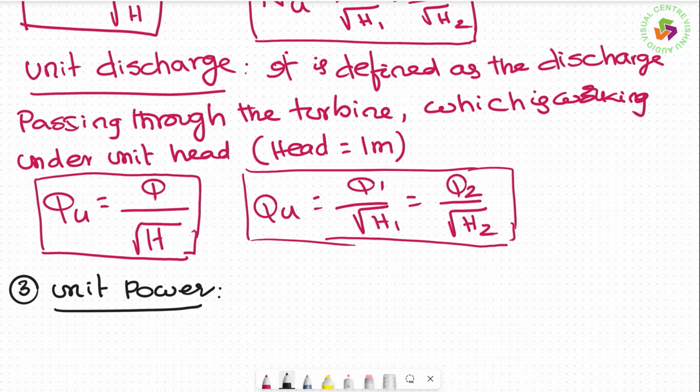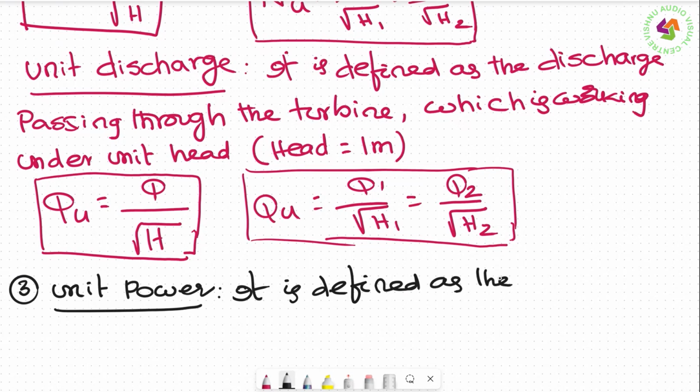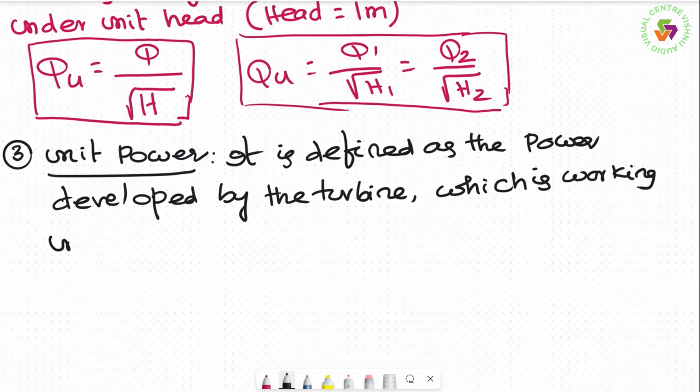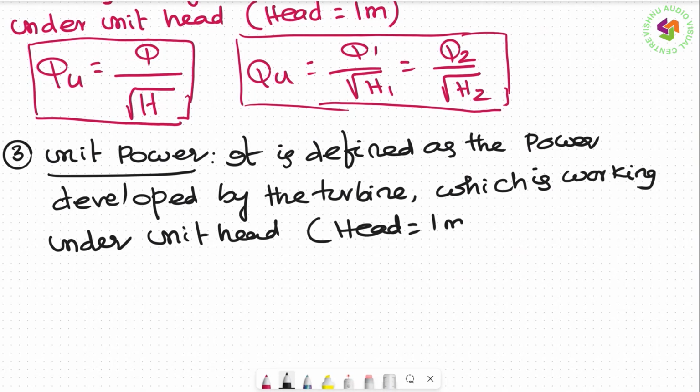Again, unit power is defined as the power developed by the turbine which is working under unit head. That is, head is equal to 1 meter.